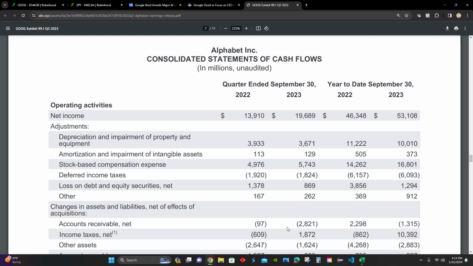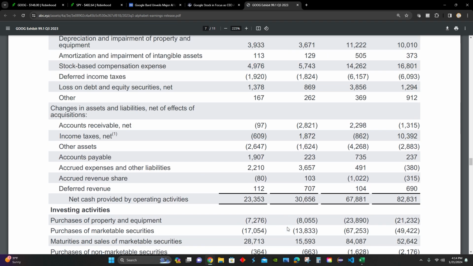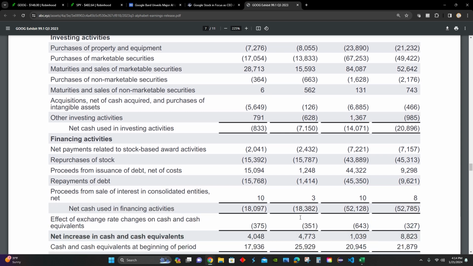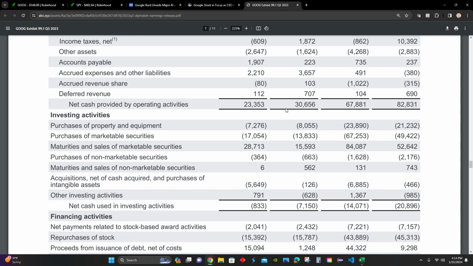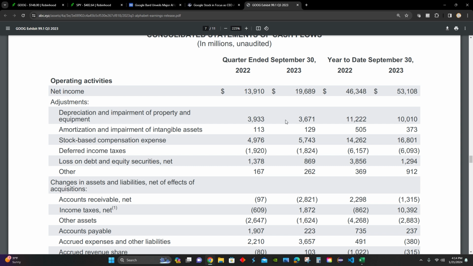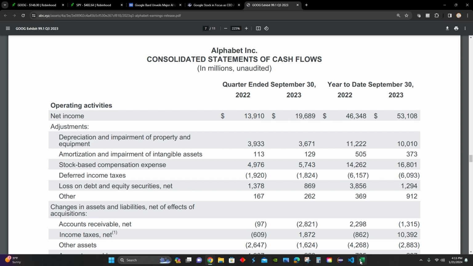Lastly, we can see on page seven, their cash flow statement. Operating cash flow increased to $30 billion in the most recent quarter. And we can see for financing activities, they've repurchased common stock amounting to about $15.7 billion, which is more than half of their operating cash flow for the quarter. So that's obviously very impressive for Google. They're prioritizing returning value back to shareholders a lot through repurchasing common stock, which is a very good sign for anybody who's currently invested in Google.